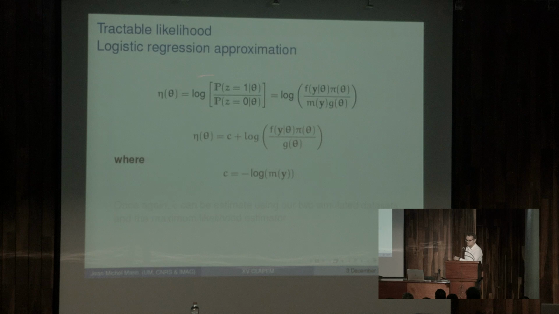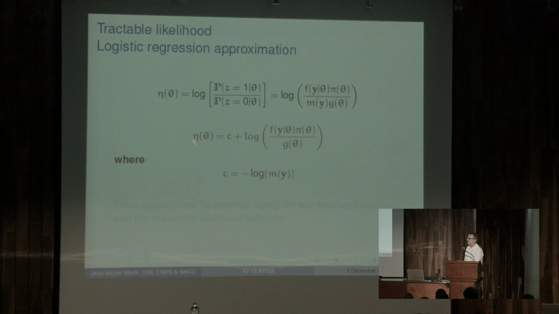And so you have this log-odds ratio, which is a linear combination of this constant C plus the log of the likelihood multiplied by the prior divided by the instrumental distribution. And once again, you can estimate the value of C using our two simulated data sets and their maximum likelihood estimator.